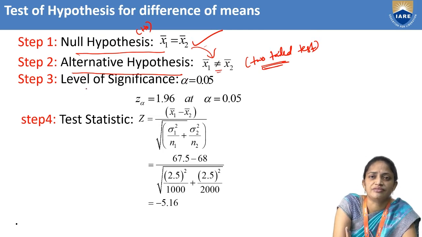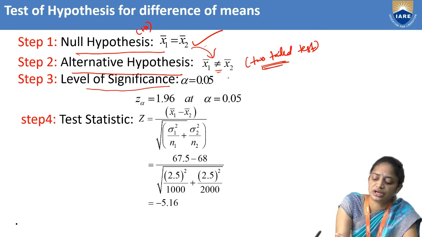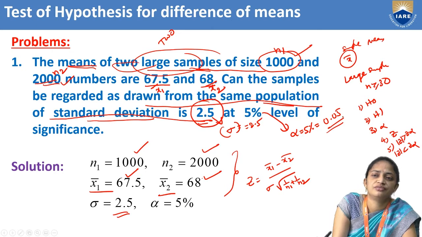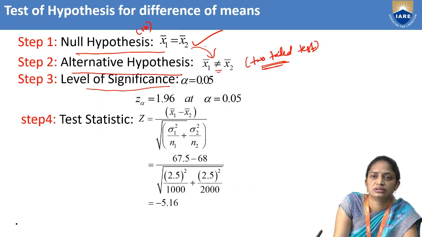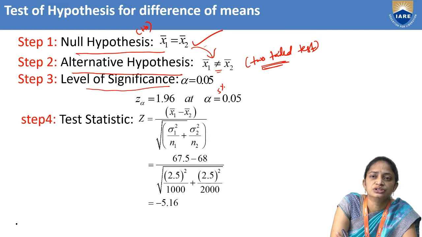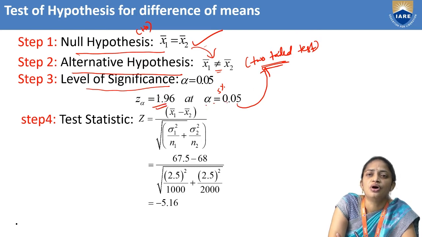Okay, so next is the level of significance. They have given alpha equal to 0.05, or 5%. So the alpha value is 5% in a two-tailed test. Alpha value 0.05 in a two-tailed test gives Z alpha equal to 1.96. We already took this from the table in the previous session.